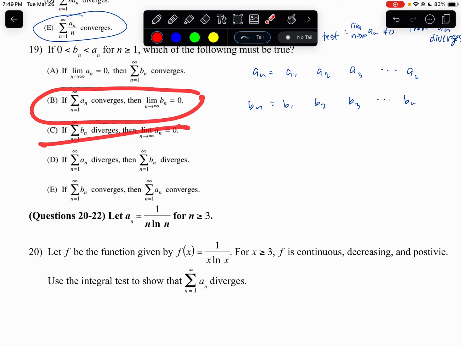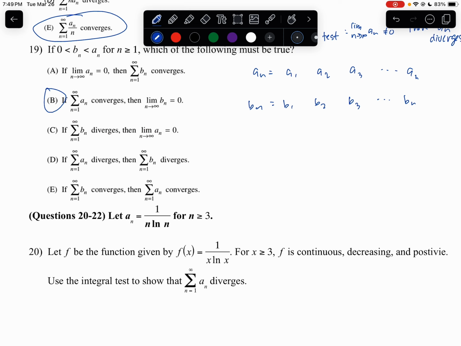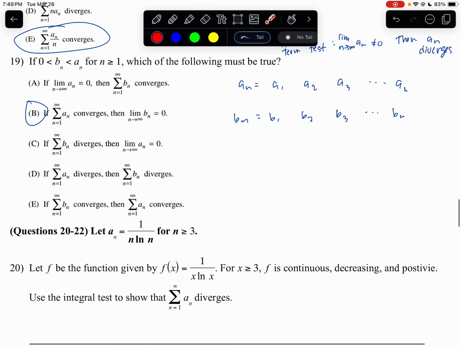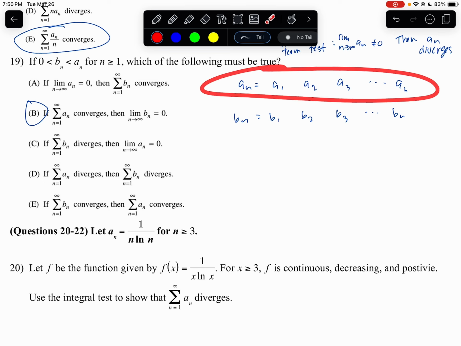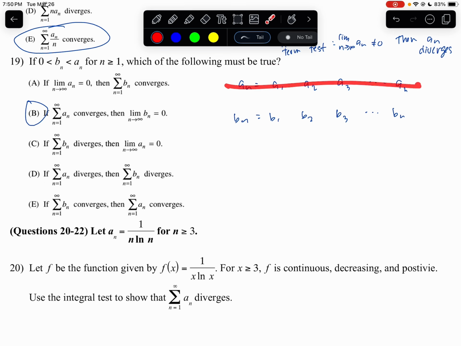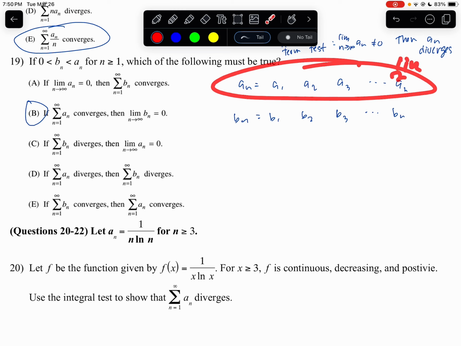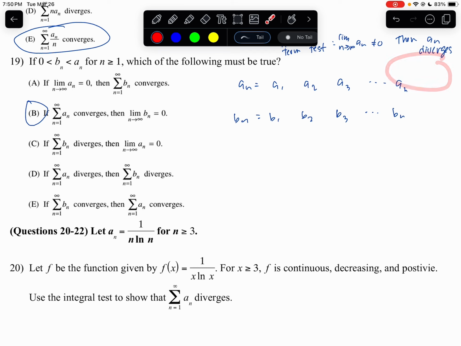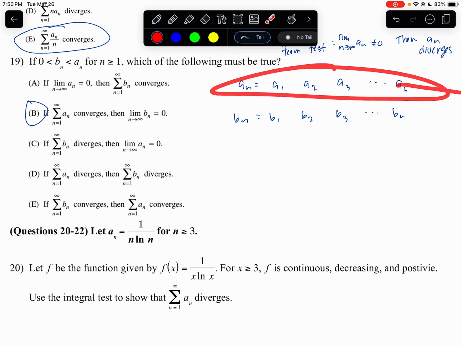The one that made most sense to me was this one right here for B. So again, let me just clarify. If a sub n converges, then the terms of this one would have to go to 0. That makes sense. If this one converges, then the limit as n approaches infinity has to be equal to 0. But again, you can't use that to prove convergence, but if this is going to converge, then the terms would have to go to 0.